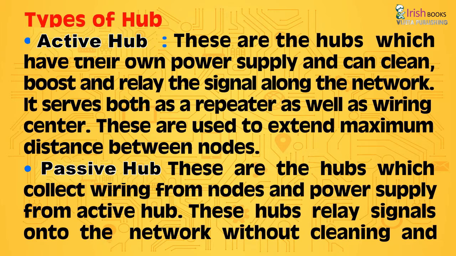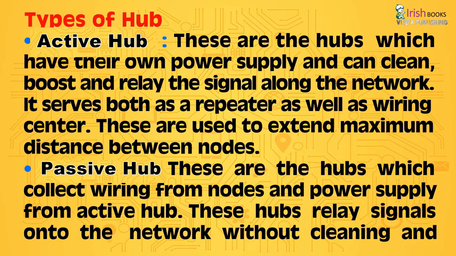Types of hub. Active hub: these are the hubs which have their own power supply and can clean, boost and relay the signal along the network. It serves both as a repeater as well as a wiring center. These are used to extend the maximum distance between nodes.